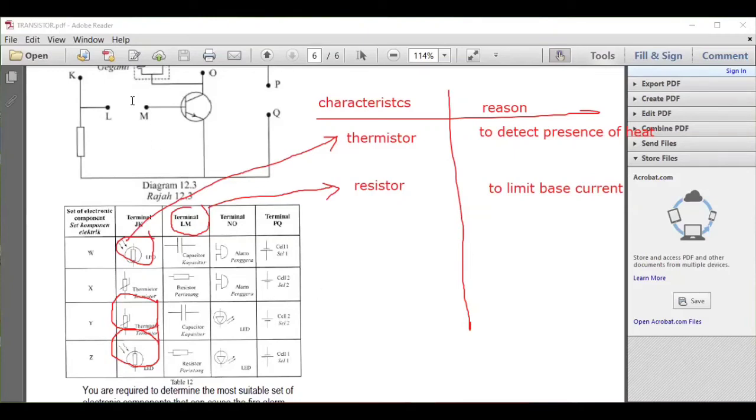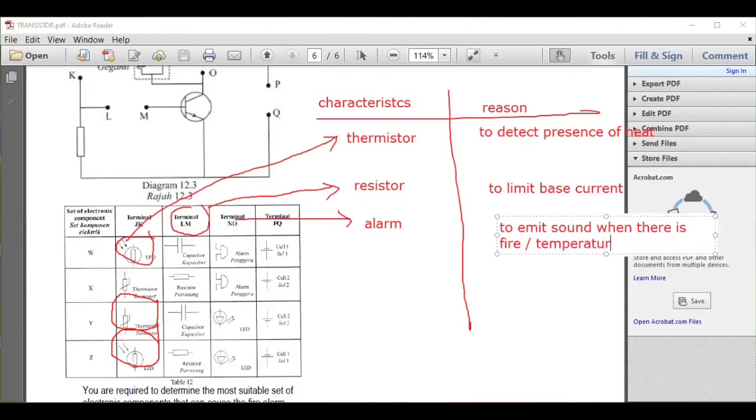Next, terminal NO, here on top. So we put an alarm. The reason is to emit sound when there is fire, or when the temperature is high. So to emit sound when there's fire or when the temperature is high.